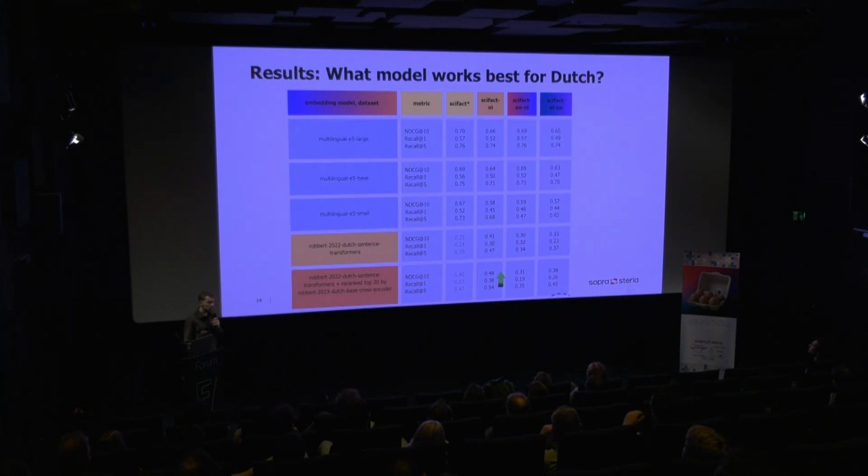Now, what we see here is that a sanity check would be to see that the recall at 5 is always higher than the recall at 1, right? The chance to find it in the top 5 should be higher than the chance to find something in your top 1. And we see that this is indeed the case everywhere.